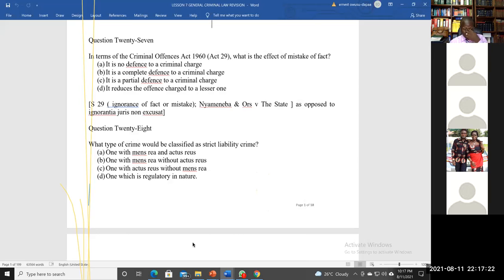Good. So section 29 has told us about how mistake operates in relation to facts and then in relation to law. And we look at the case of Amended against the State. You have to know that ignorance of the law is no excuse or defense. So, ignorantia juris non excusat. Therefore, we have the following options. Let me look at your answer.